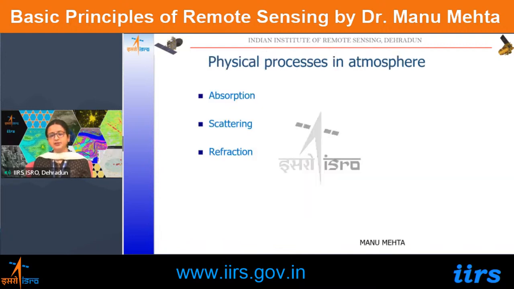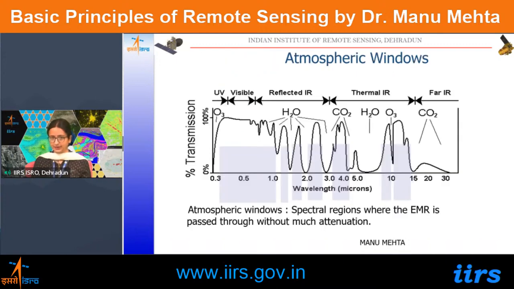And finally, coming to interaction of radiation with atmosphere. As I said, we don't want this signal to be altered, but what to do? Atmosphere is always there and it will always perturb the signal. Now, how much it will perturb will depend upon which wavelength of electromagnetic radiation and which particles present in the atmosphere are going to interact with. Majorly, as I said, there will be absorption and scattering.